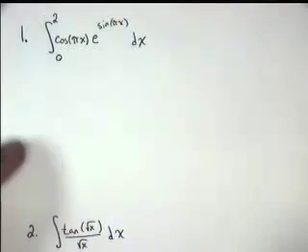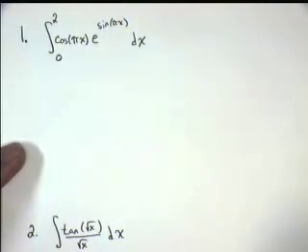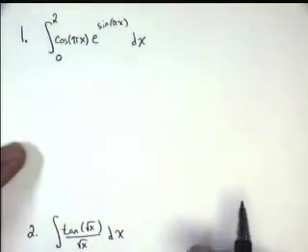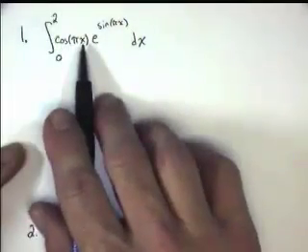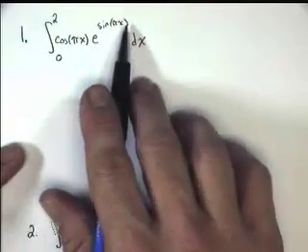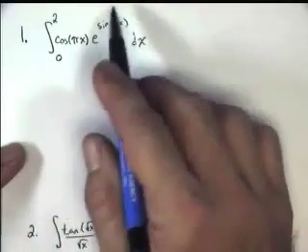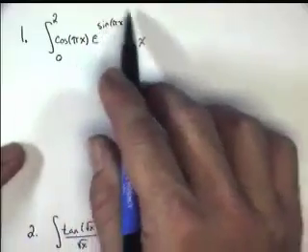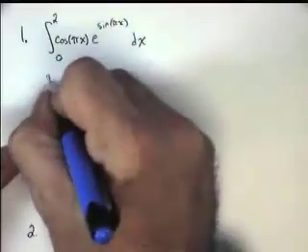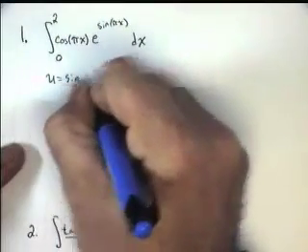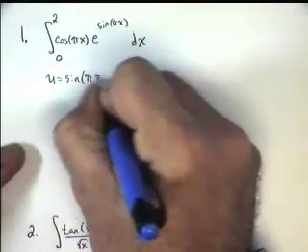Let's just take some examples now from the chapter and see how we would handle each of them. The first one is the integral from 0 to 2 of cosine pi x e to the sine pi x dx. Well, we probably want to let u be the exponent, sine pi x. So we'll say u equals sine of pi x.